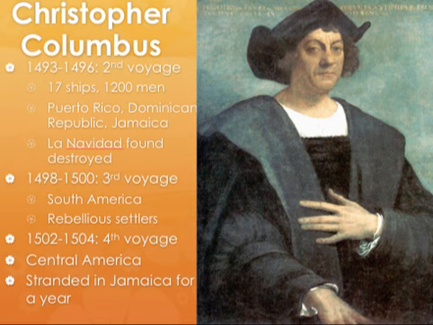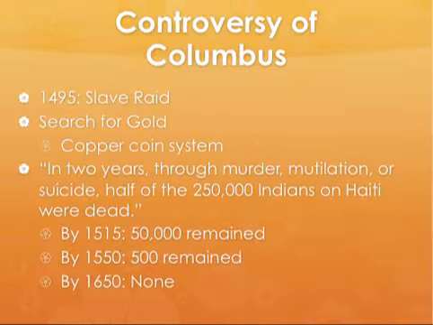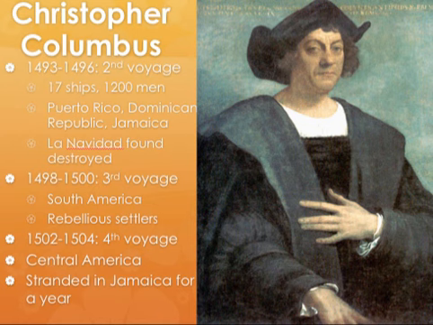Finally, some of the settlers who return back to Europe lobby against him in the Spanish courts, and they accuse him of gross mismanagement, and when he returns home from his third voyage, he's promptly thrown in jail. He's then finally released and takes his fourth and final voyage, which will take him to Central America. He ends up being stranded in modern-day Jamaica for a year due to a massive storm and hurricane, and finally will return home.